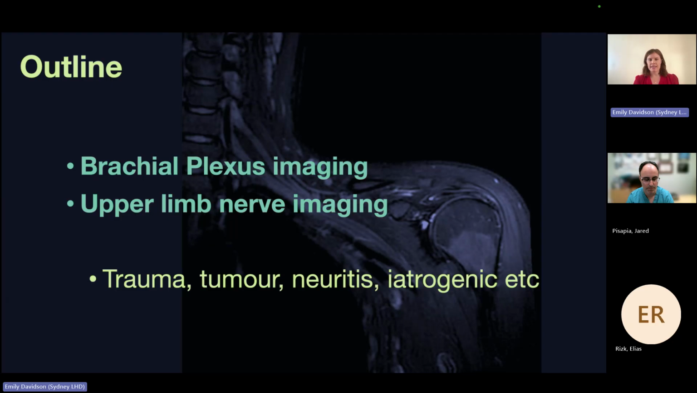So the outline today is we're going to mainly focus on brachial plexus imaging, and then at the end we'll go through some upper limb nerve cases. The topics to discuss are going to be trauma, tumor, neuritis, as well as some iatrogenic injury cases.